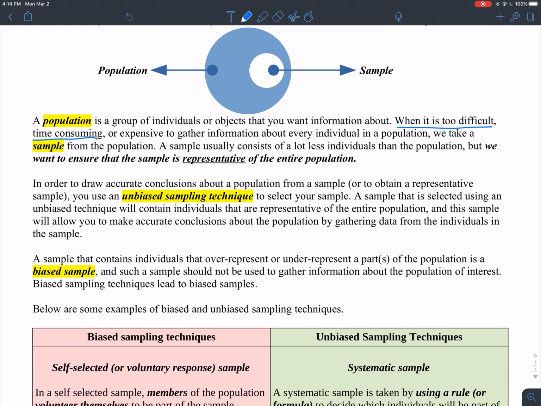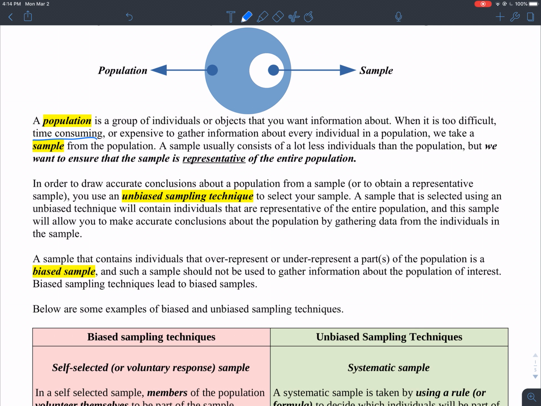And then a sample usually consists of a lot less individuals, but we want to make sure that the sample is representative of the population. So the way in which I pick this little group here that we call the sample must be done in a way that makes sure that the people in this group are representative of the whole population, right? And that's not easy to do. That requires some thinking, okay?